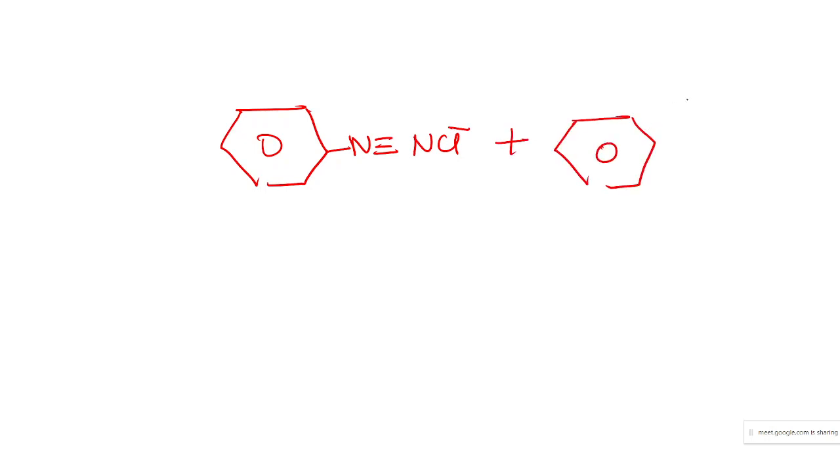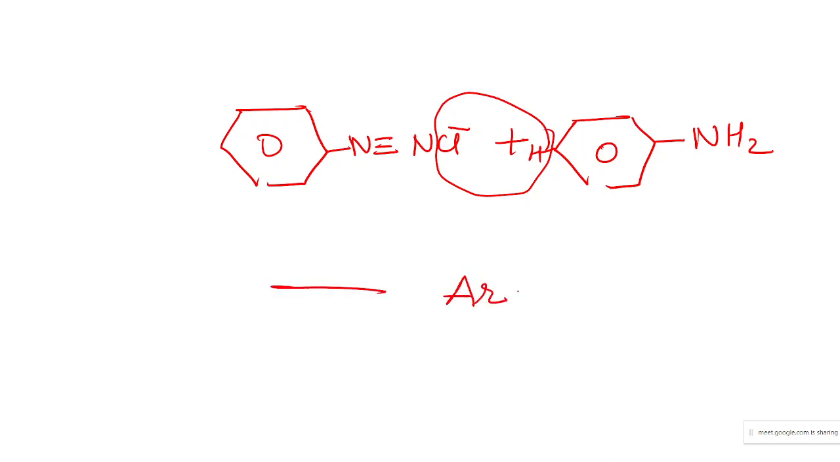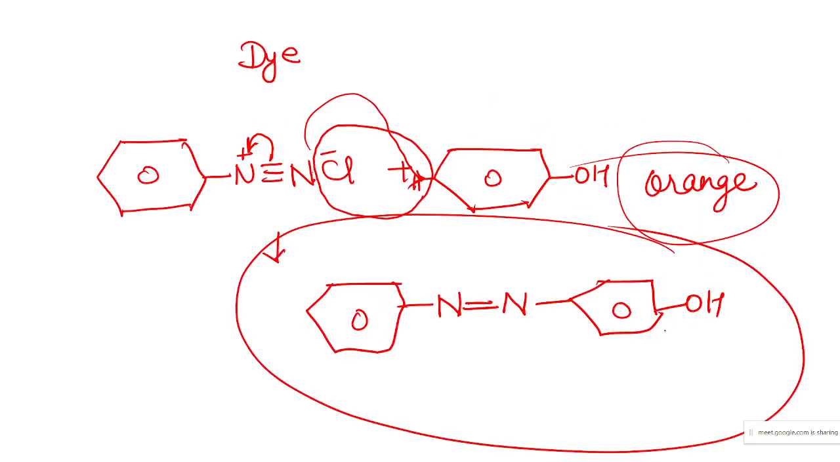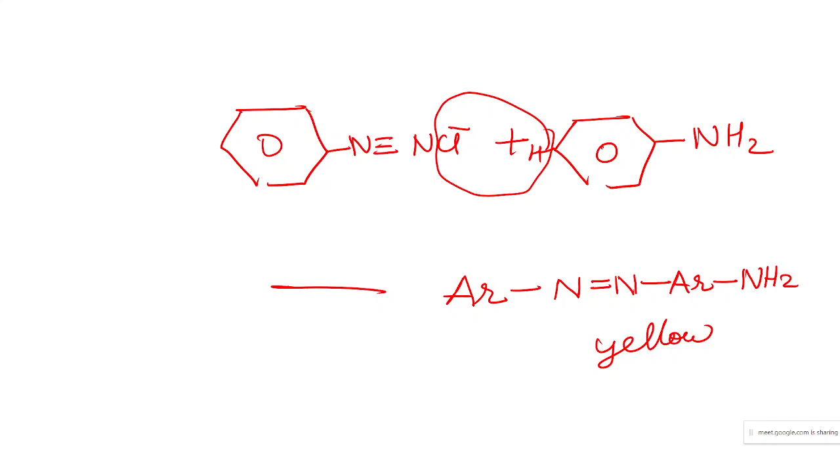another molecule of aniline, NH2. If you fuse with NH2, what will happen? Once again, this chlorine will go out, this benzene group is there, and then N double bond N, then another benzene group, and with that benzene group you have your NH2, and this dye has a yellow color. The previous one has an orange color, and the next one has a yellow color.